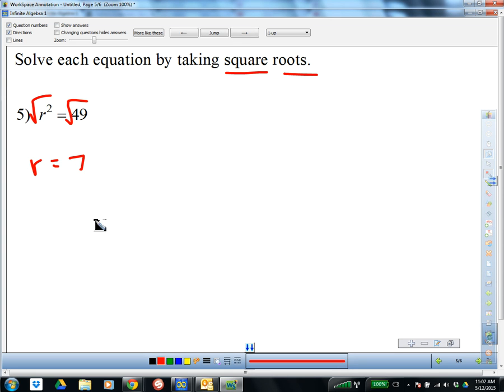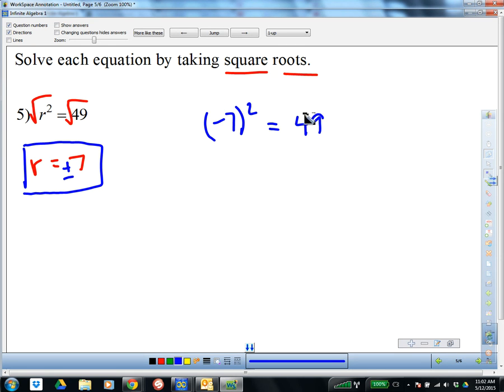But wait a second, pause, freeze, hold on a second. Remember that we have to include a plus or minus on that in our final answer, because negative 7 squared also equals 49. Negative times negative is a positive.